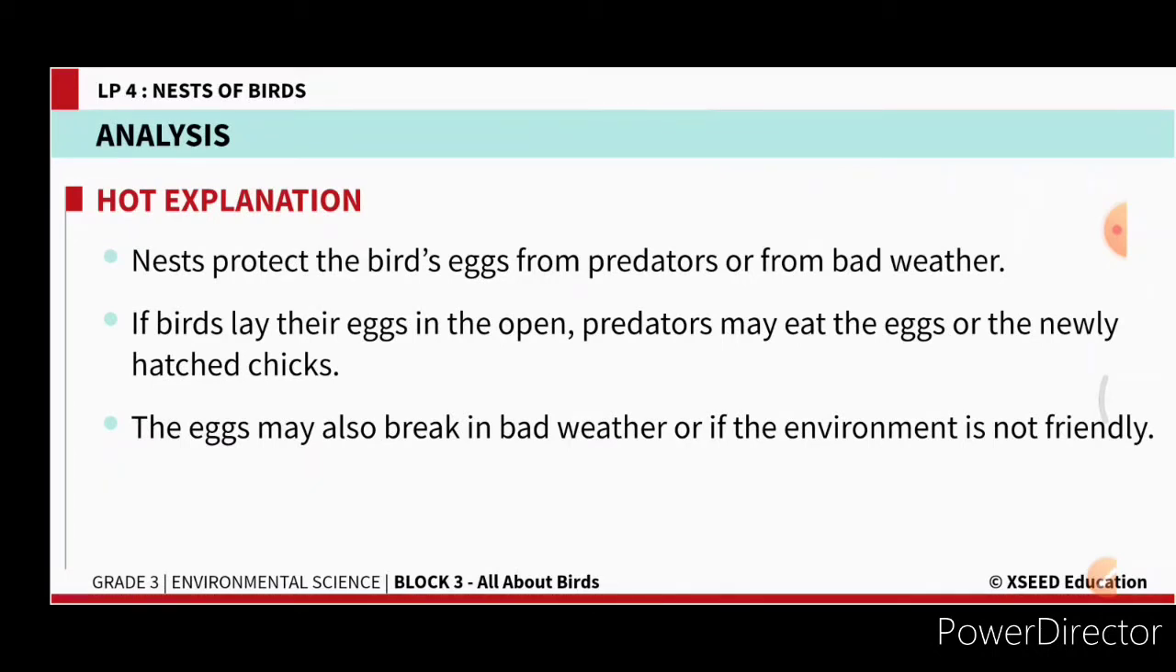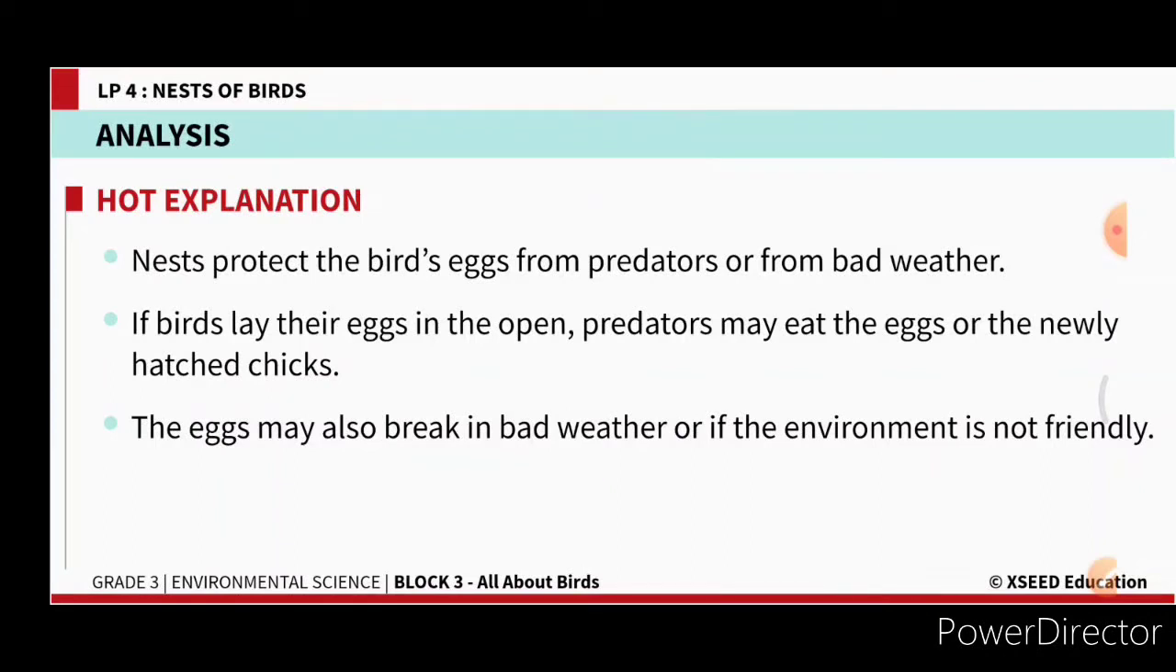So, in order to protect the eggs and young birds, birds make nests. Some of the predators for birds' eggs or young birds are snakes, eagles, hawks and other animals. So in order to protect the eggs from predators or even bad weather, which means it might rain heavily or it might be very hot, they make nests.